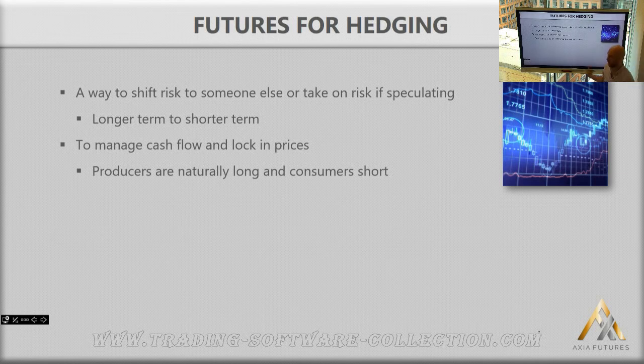As a basic, quick way of looking at things, anyone who's producing something is naturally long, so they are always going to want to sell futures. Anyone consuming is naturally short, i.e. they don't have it, so they are always going to be the buyers. So just a nice, easy way of sort of thinking about it.